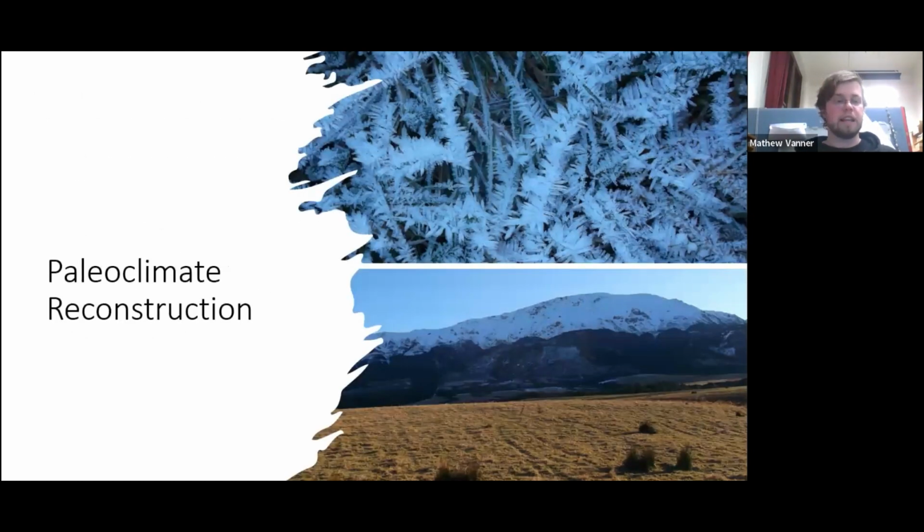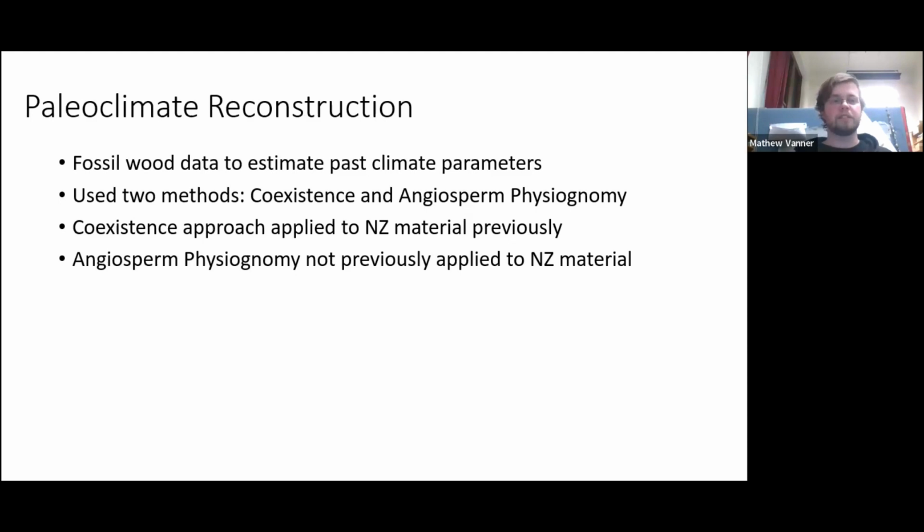So on to the maths part. Now, I do apologise. We had a nice 40 minutes worth of really nice photos, and now we're going to go on to something that only looks like maths. So paleoclimate reconstruction, I looked at fossil wood data to estimate paleoclimate parameters. I used 2 methods, the coexistence approach and angiosperm physiognomy.